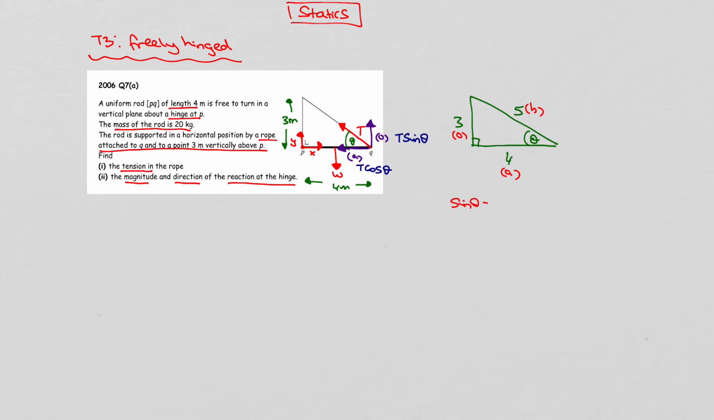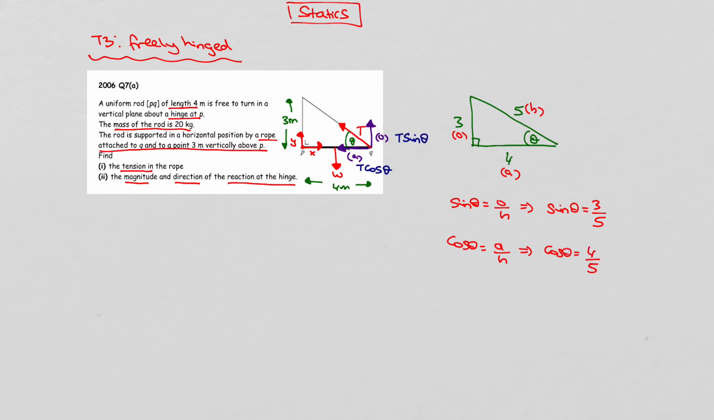Because sine theta is equal to the opposite over the hypotenuse, I can therefore say that sine theta for this question is going to be 3 over 5. And because cos theta is the adjacent over the hypotenuse, that means that cos theta is 4 over 5.